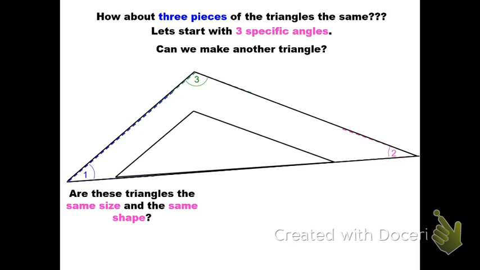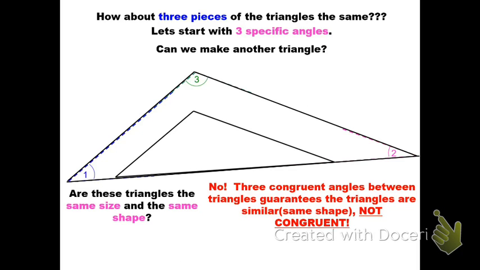Now, if we look carefully, we may notice that their shape appears to be very much the same. They are what we call similar, same shape, but they're not congruent because one triangle is certainly a lot bigger than the other. So once again, angle, angle, angle here, 3 angles, has not guaranteed congruence.